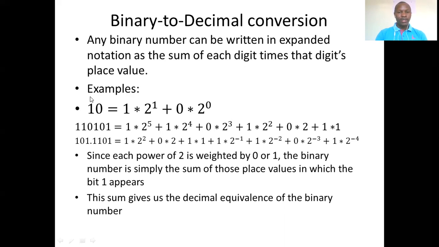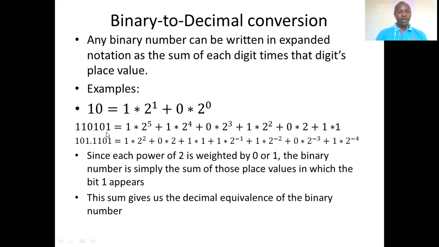To get the expanded notation of this number, we multiply each bit by its place value. So this is going to be 1 times 2 to the power of 1 plus 0 times 2 to the power of 0. Now let's look at another one.